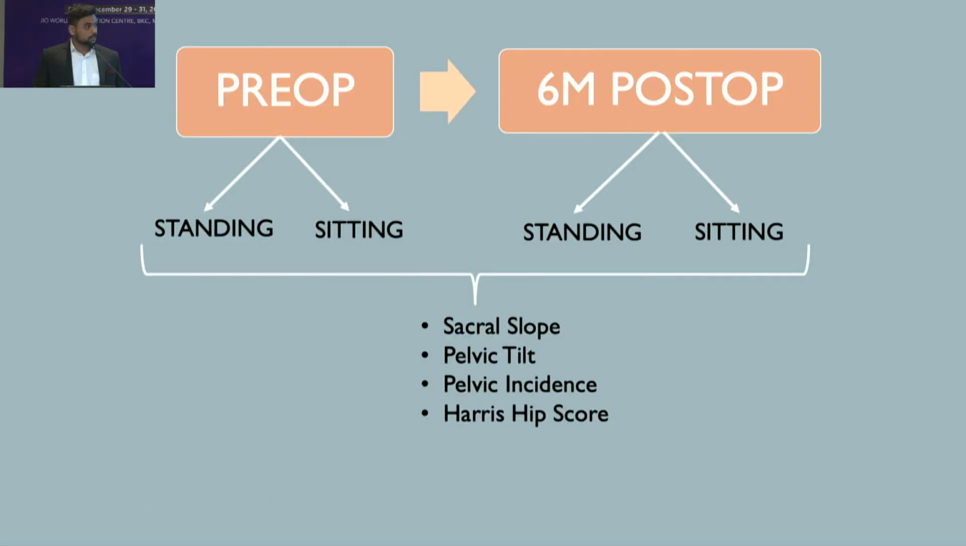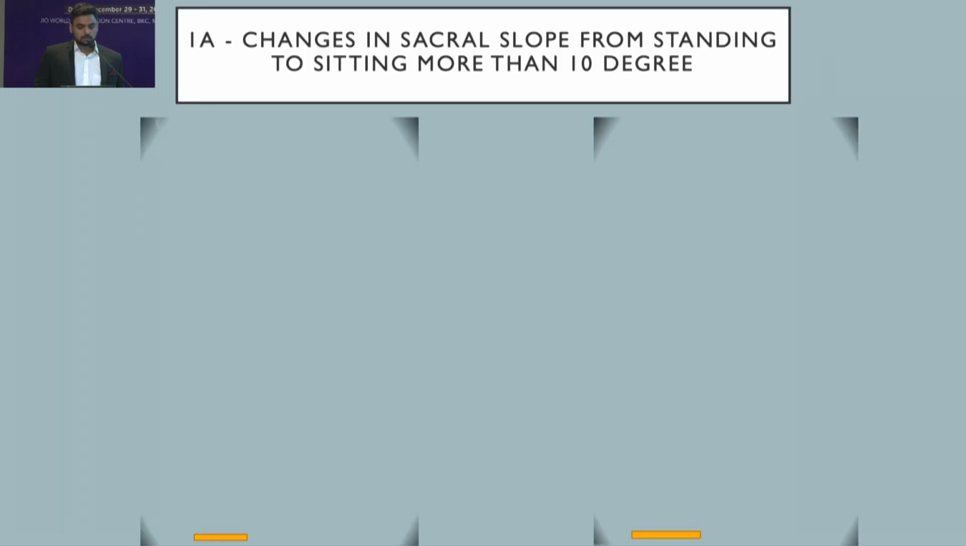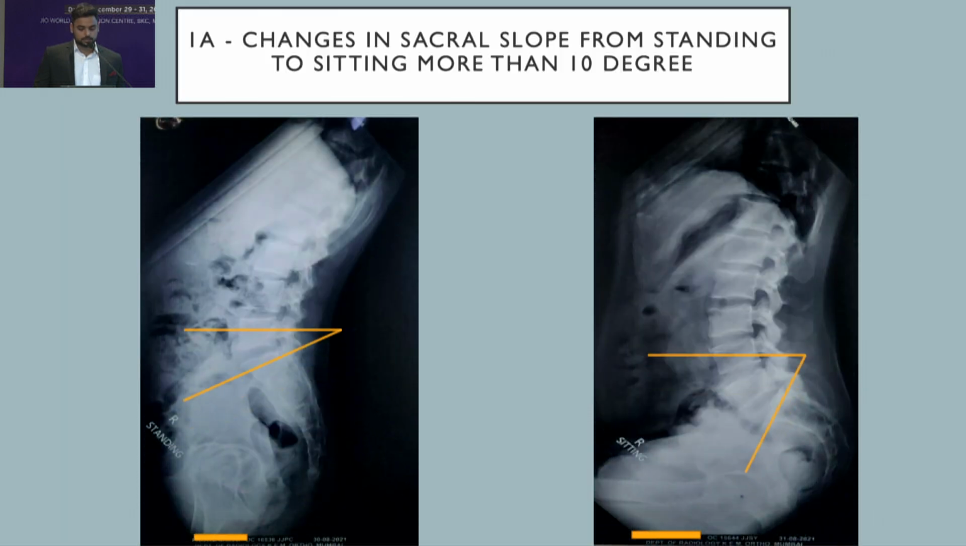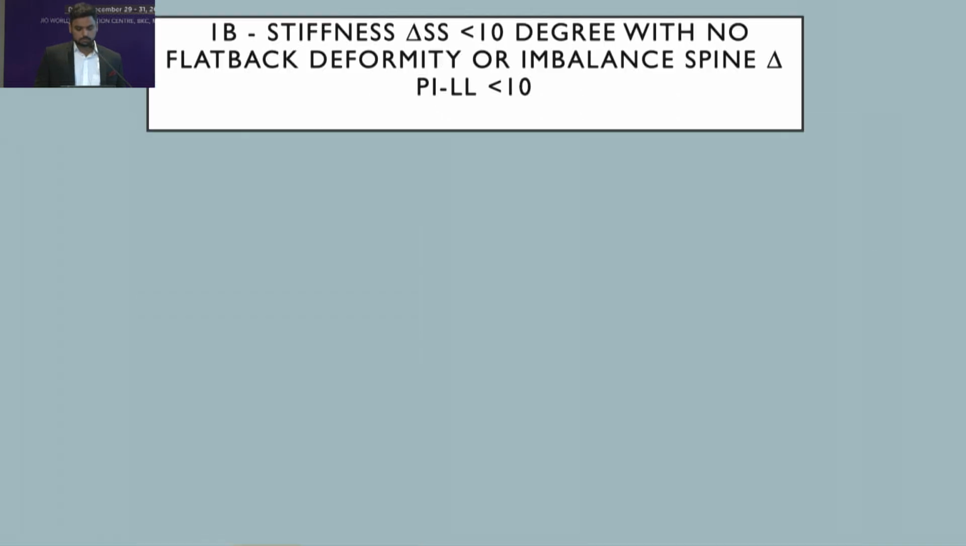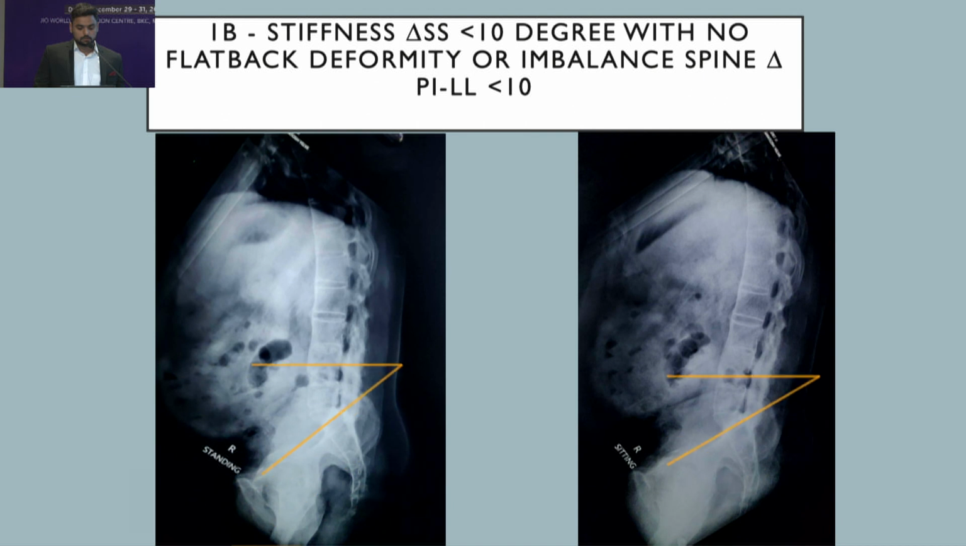In my study, I took pre-operative and post-operative standing and sitting lateral radiographs of patients and compared the following parameters. 1A is a patient in which the change in sacral slope from standing to sitting position is more than 10 degrees, whereas the difference between pelvic incidence and lumbar lordosis is less than 10 degrees. 1B being patients having stiff spine, that is, change in sacral slope from standing to sitting position of less than 10 degrees.